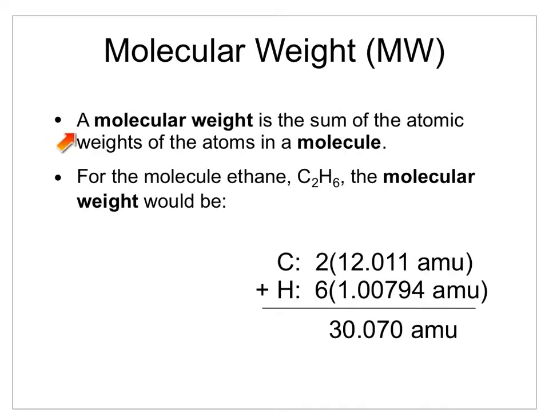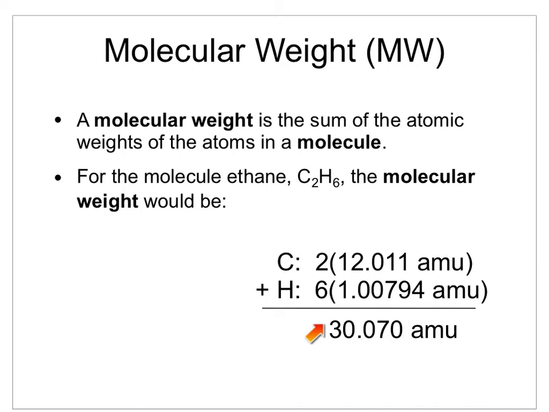The term we use for the weight of molecules is molecular weight, or MW. Like the formula weight, it is the sum of the atomic weights in the atoms of a molecule, but in this case, it's the actual weight in atomic mass units of the discrete molecule itself. For example, the molecule ethane consists of 2 carbons and 6 hydrogens. A single ethane molecule weighs 2 times the weight of carbon plus 6 times the weight of hydrogen, or 30.070 AMU. In practice, the terms molecular weight and formula weight are often used interchangeably.